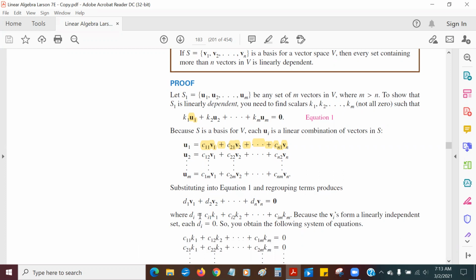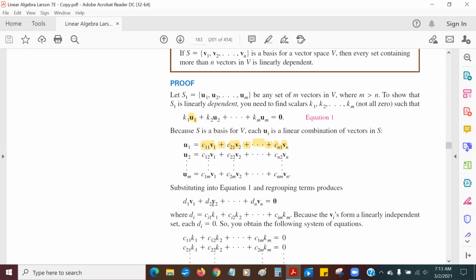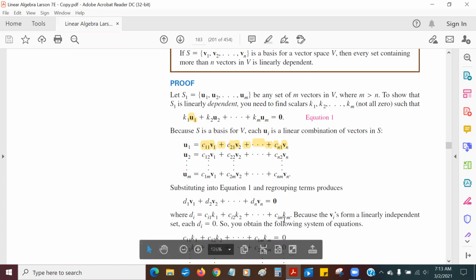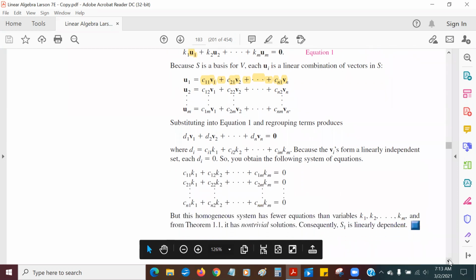But each D is, for example, the first D is C11 K1 plus C12 K2 plus ... C1m Km. That's what the first one is. The second D2 is the same idea. Well, basically, here's the thing. We know that the V's are linearly independent. How do we know that?